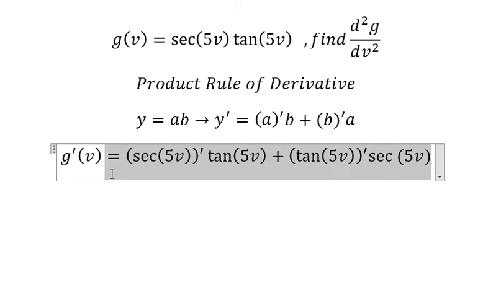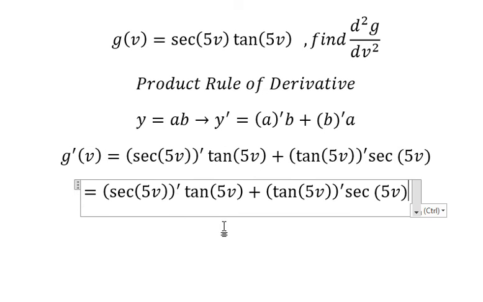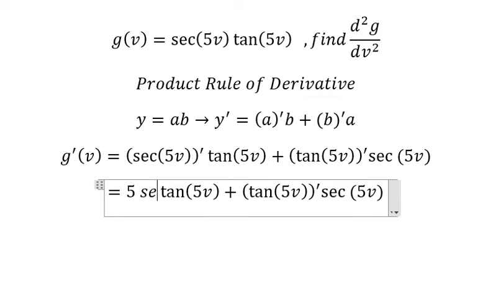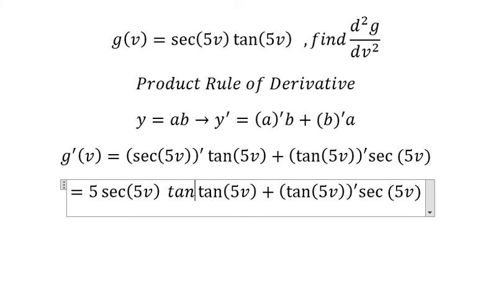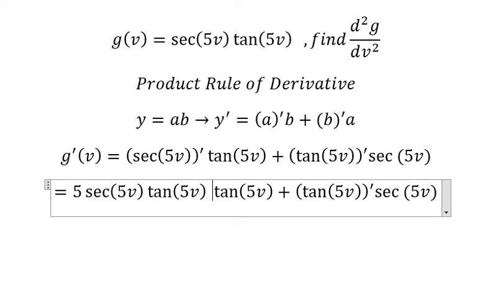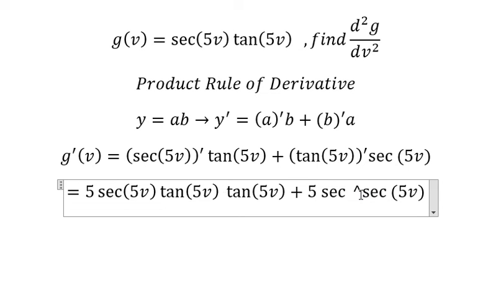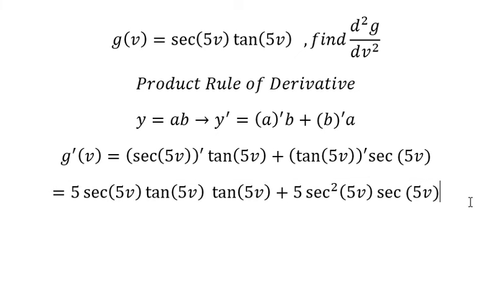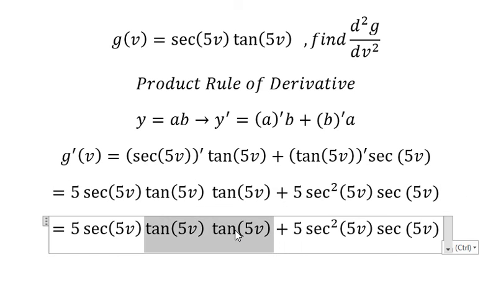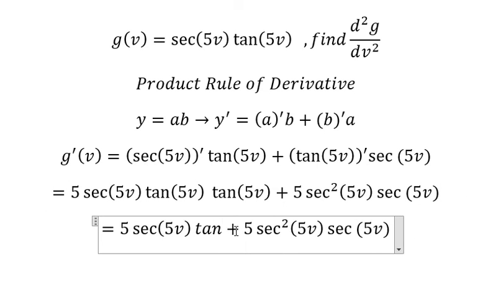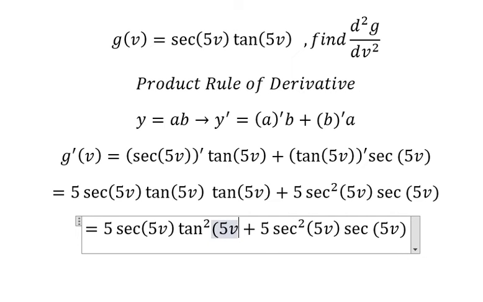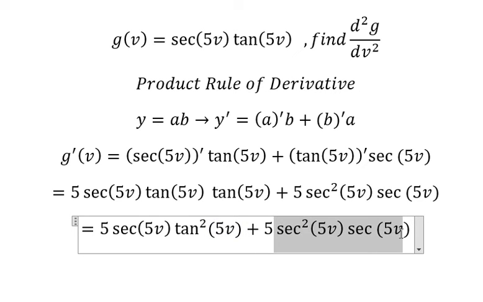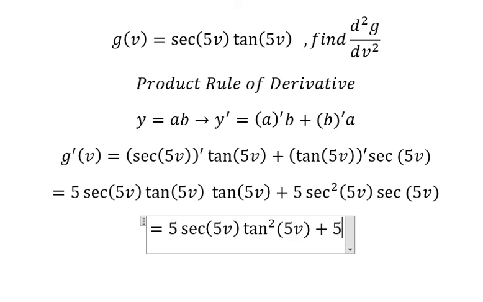So the next one, the first derivative of this one, we have 5 secant of 5v tan 5v. This one, we have 5 secant of 5v squared. And now we need to simplify this one. We have tan 5v to the power of 2. This one we have secant of 5v to the power of 3.